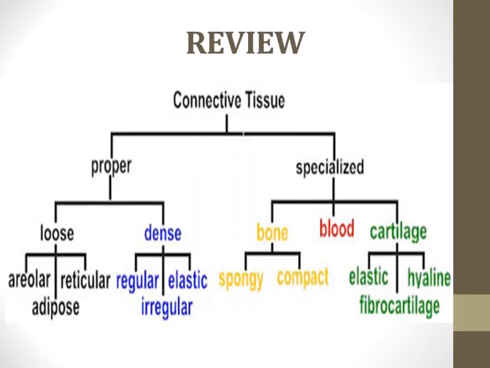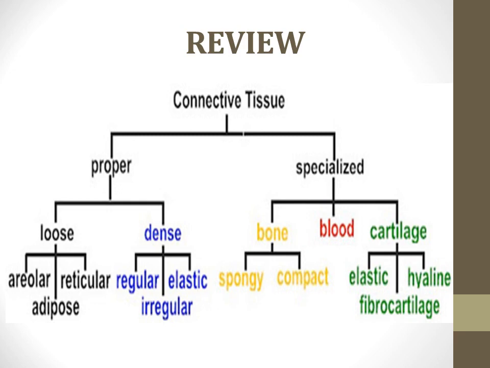In the previous sessions we discussed animal tissues. The first type is epithelial tissue, and its classifications we have discussed in the previous sessions, right? In the last class we discussed the next animal tissue, connective tissue. Connective tissue is classified into two: proper as well as specialized.